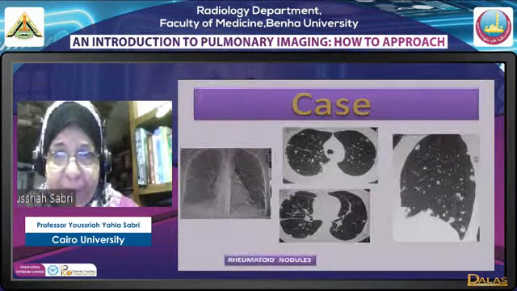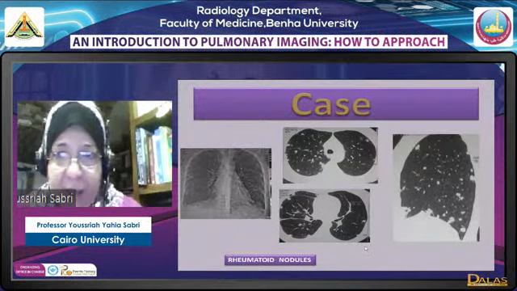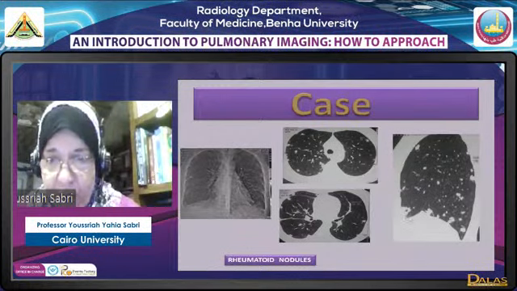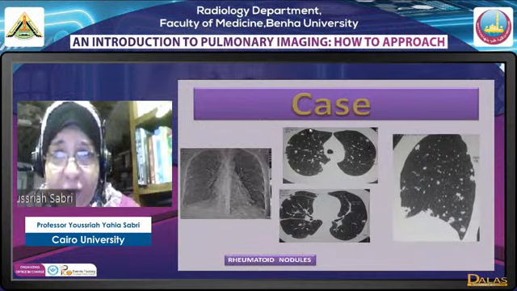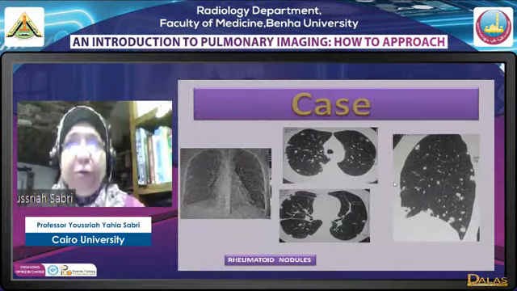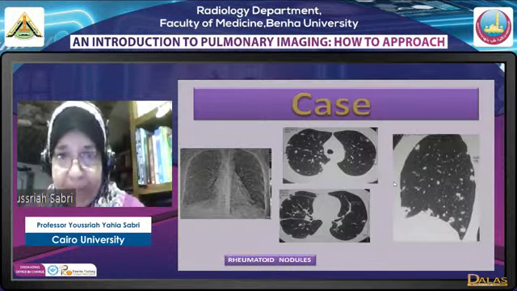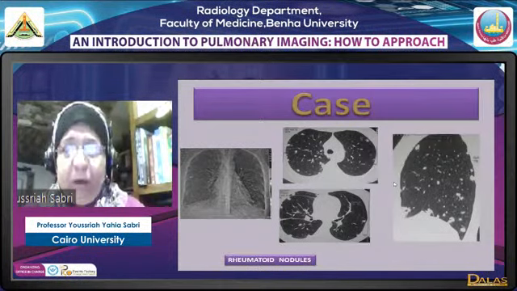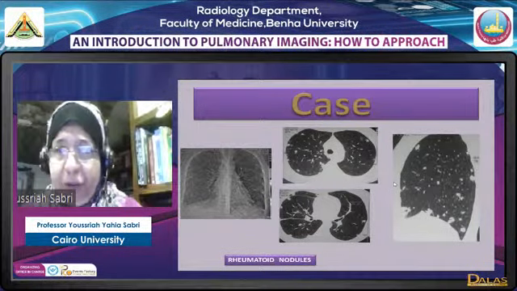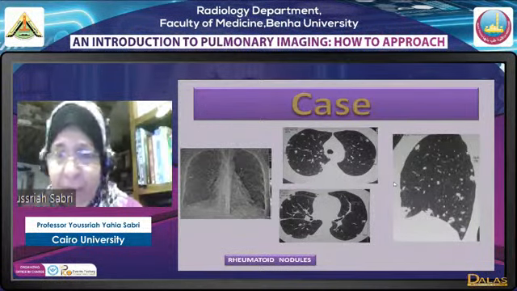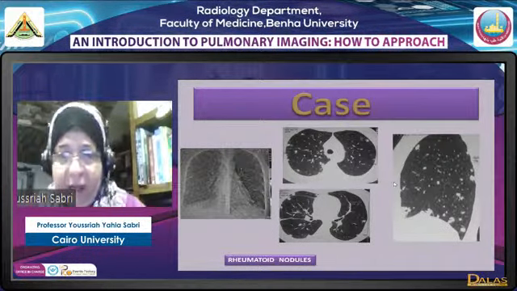nodules and cavitation. Now we have here another case with multiple nodules, but they have a very interesting finding: they have a tendency to be subpleural. And mind you, subpleural is not peripheral. Subpleural means sticking to the pleura. This is very important. Now, if you look at those lesions, we'll find variable appearance and variable shape. They are multiple, with variable shape. Some of them are cavitating, but most of them are actually sticking to the pleura.